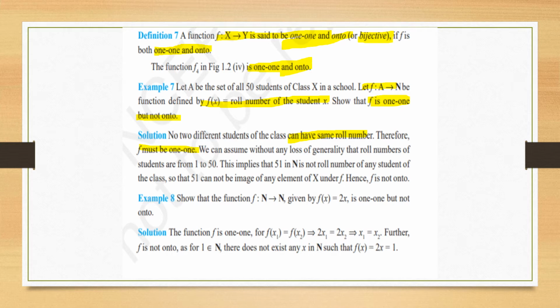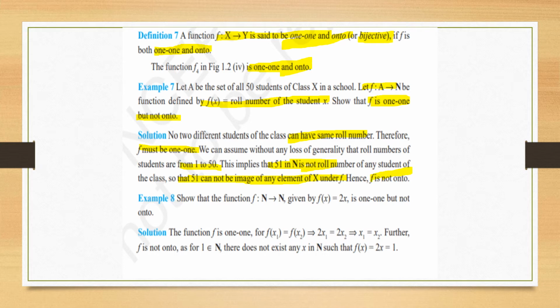Now we can assume without any loss of generality that the roll numbers of students are from 1 to 50. So this implies that 51 is not going to be the roll number of any student of the class, so 51 cannot be the image of any element of x under f. As you know, the counting numbers are infinite, so they do not just finish at 50. As the number of students is 50, 51 will not be the roll number of any student of that class. So this function will not behave as onto.